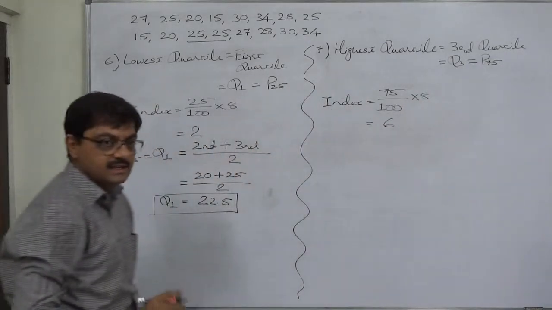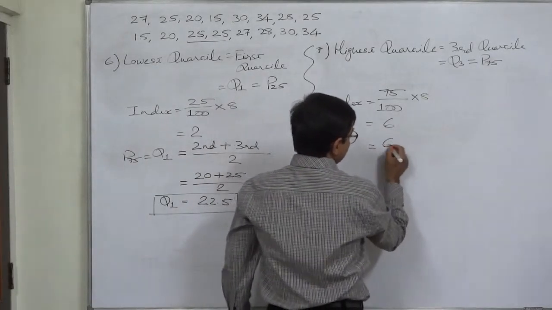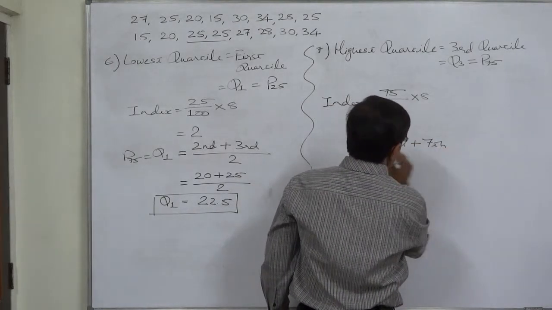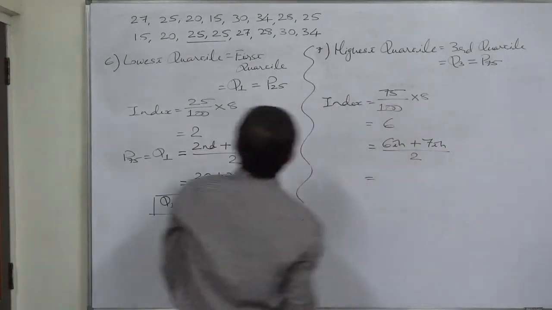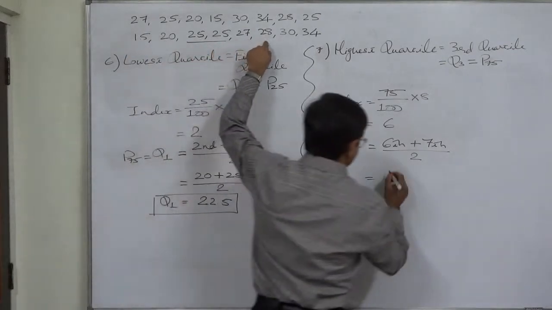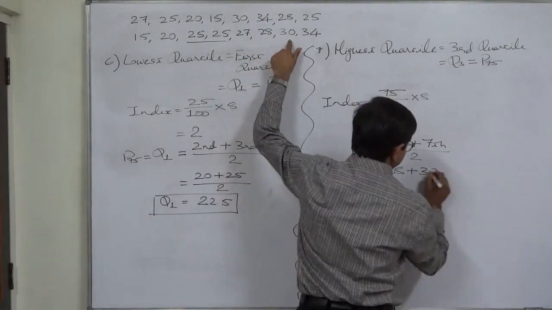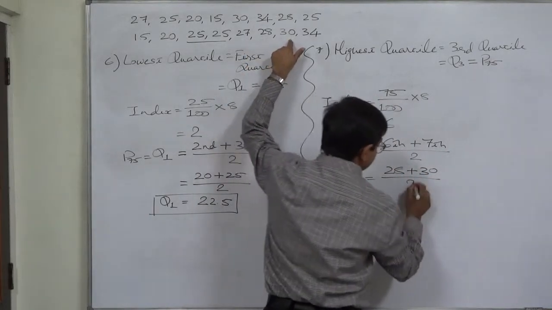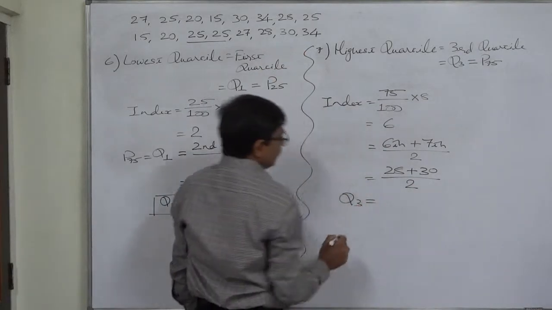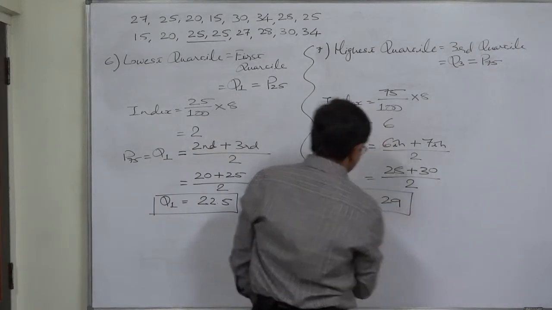Again the index is an integer, so we have to follow the rule. The ith value, 6th value, plus the (i plus 1)th value, that is the 7th value, and the mean of these two. What is the 6th value? 1, 2, 3, 4, 5, 6. It is 28, and the 7th value is 30. Total of 28 and 30 divided by 2 is 29. So Q3, the third quartile or the highest quartile, comes to 29.